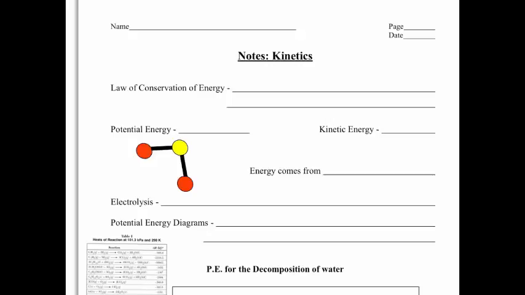We're going to talk a bit more about the kinetics of chemical reactions today. And to start with, we're going to talk about the law of conservation of energy yet again. We said in the past that energy cannot be created or destroyed in the course of a regular chemical reaction. What it can do is change.